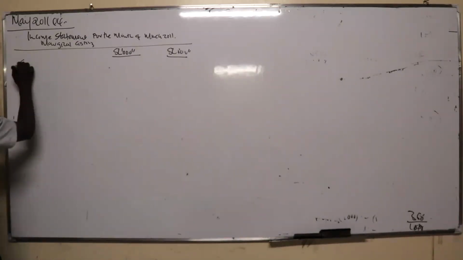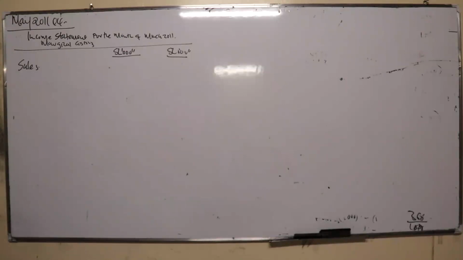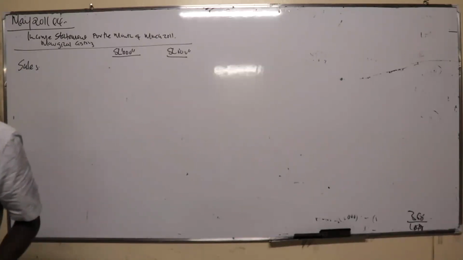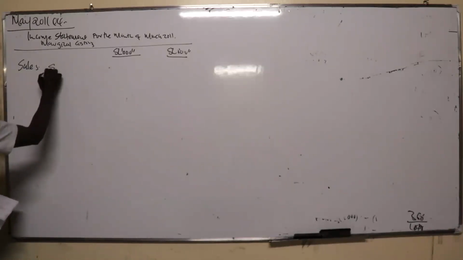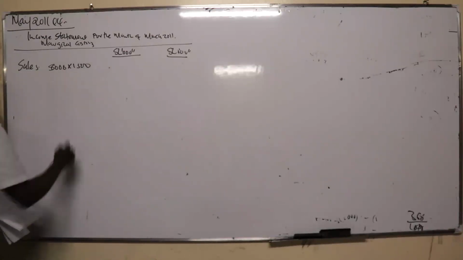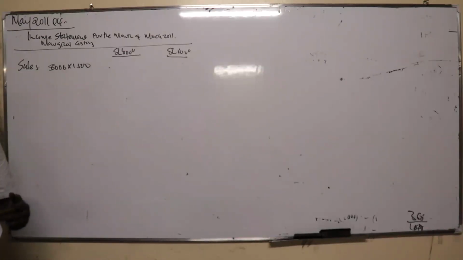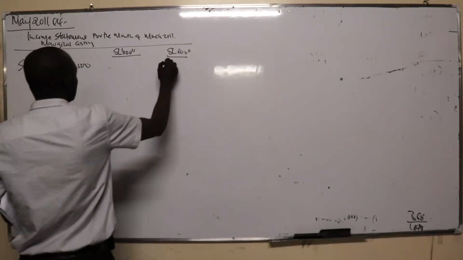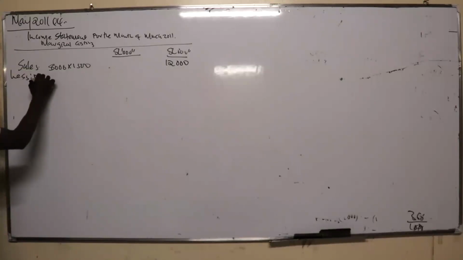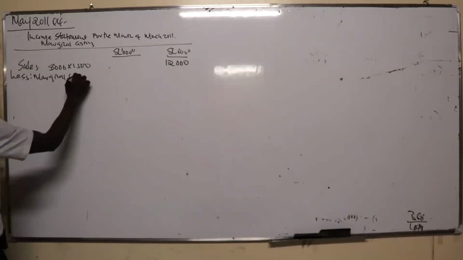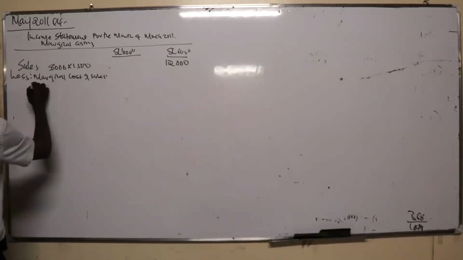So here we'll start with the sales. They sold 8,000 units, and each unit was 1,500. The total will give you 8,000 multiplied by 1,500, so the total sales will be 12,000,000. And then you less marginal cost of sales.